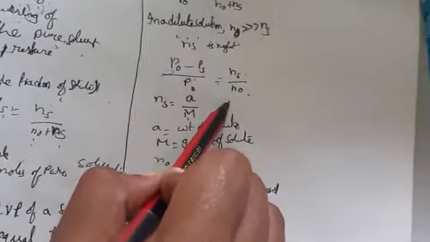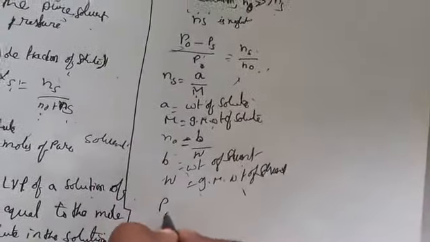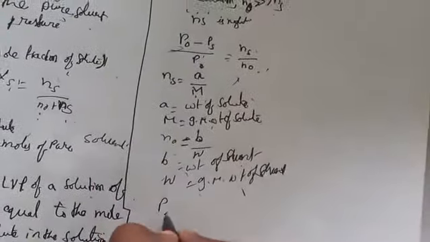So these two expressions we can place in Ns by N naught. Then what you will be getting? P naught minus Ps by P naught is equal to, Ns we have written as A by M divided by B by W. So this can be written as A by M into W by B. So P naught minus Ps by P naught, this is about Raoult's law. This equation represents Raoult's law.